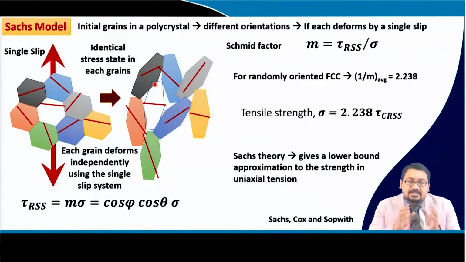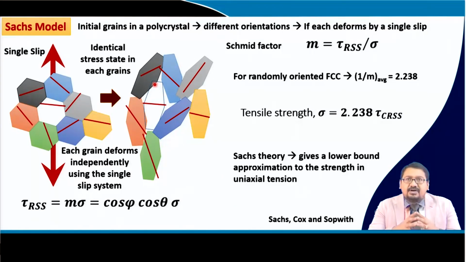So, such a situation, where we consider that for each grain the stress state is the same, is known as the Sachs model. The strain incorporated in each grain will be different because the orientation of each grain is different. So, the resolved shear stress for the primary slip system for each grain will be different, and therefore each grain will deform differently, and thus the grain boundary contiguity will not be maintained.